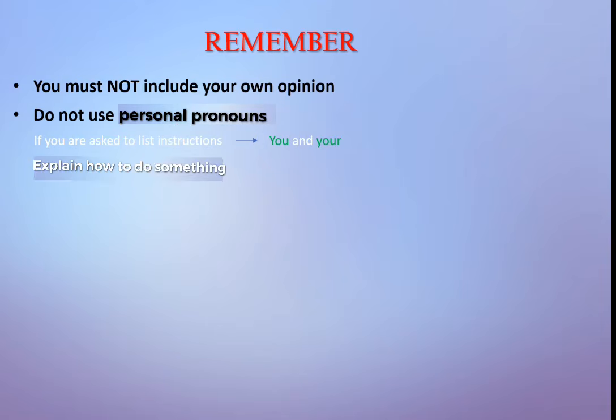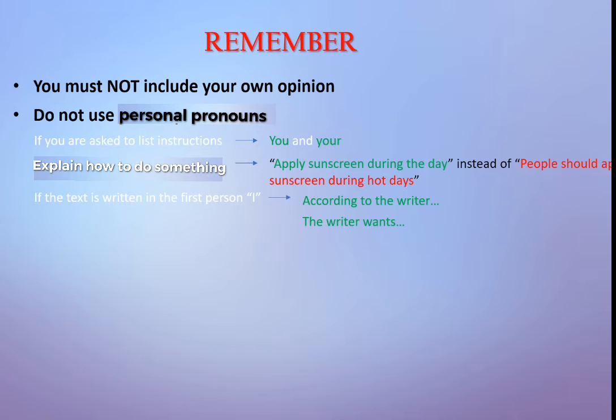If you need to explain how to do something, use the command form of a sentence. For example, say apply sunscreen during hot days instead of people should apply sunscreen during hot days. This will also help with the smart word choice for your word count, which I mentioned earlier. If the text is written in the first person, I, then use phrases such as according to the writer or the writer feels this way. Then you just continue with the sentence. But overall, never use personal pronouns.